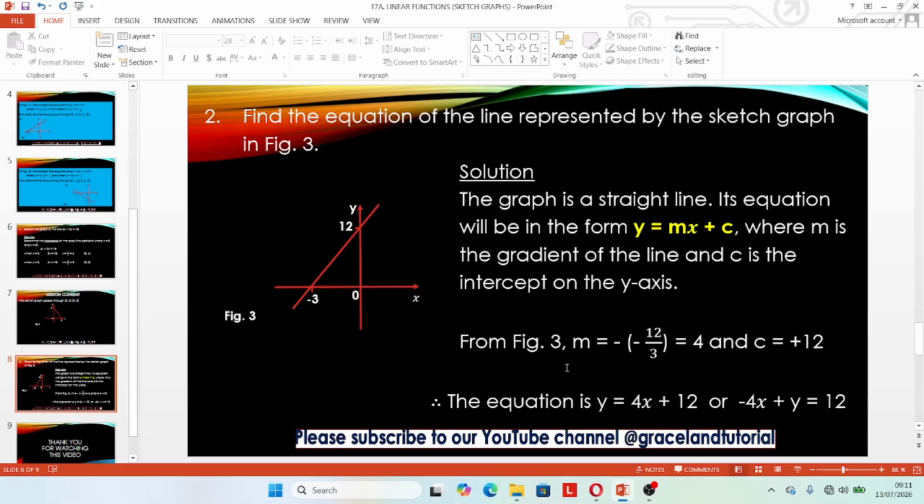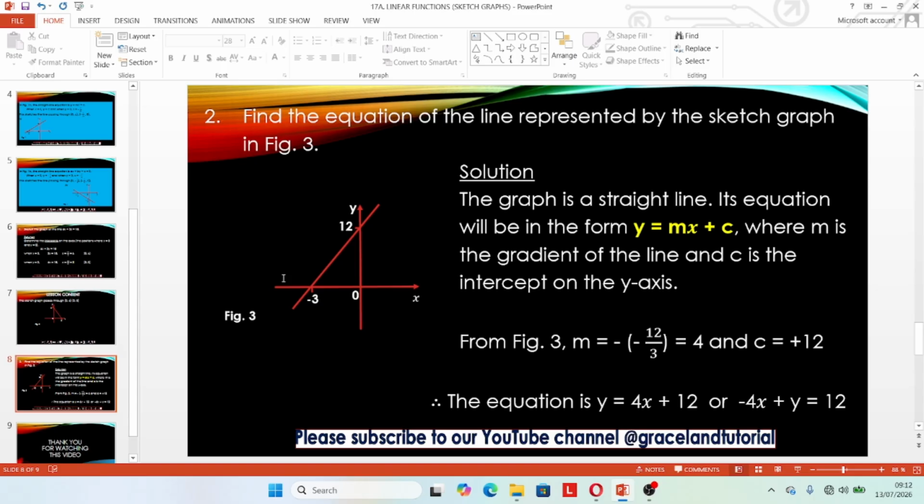Now, to find the gradient, m will be equal to minus the y-intercept over the x-intercept, so minus 12 over minus 3. Minus times minus will be plus. Then 3 into 12 will give you 4. So that is going to be the gradient of the graph. Now, the gradient is 4.